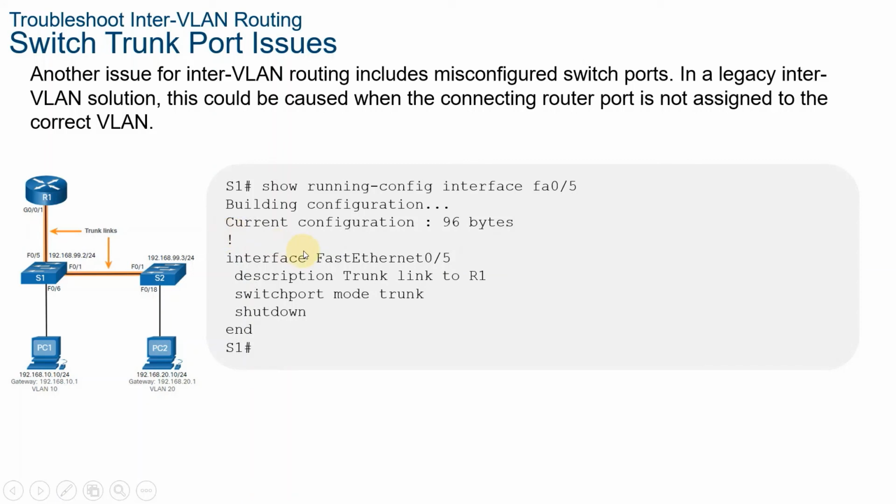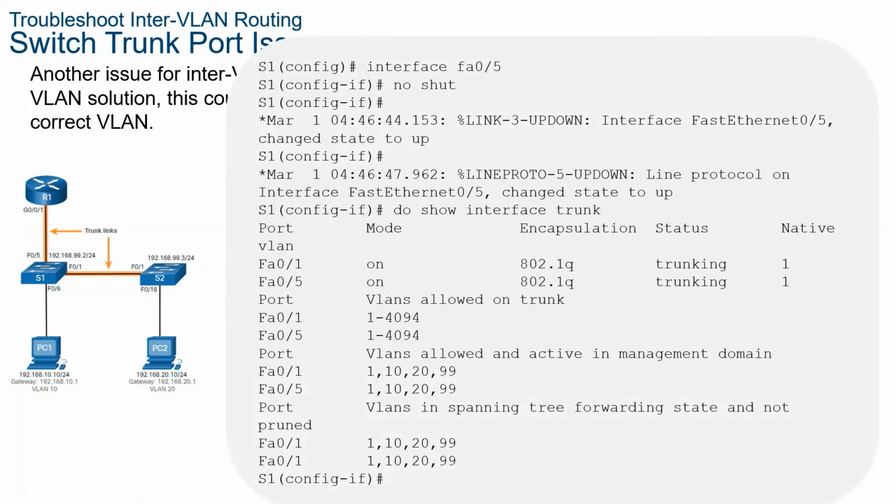All right, now verify the interface configuration using the show running config interface FA05 as shown here. Okay, so interface fast Ethernet 0/5, switch port mode trunk, shutdown. All right, so as you can see, the port was accidentally shut down. So to correct the problem, re-enable the port and verify the trunking status as shown in the output here. So you need to go to the interface FA05 and then no shutdown.